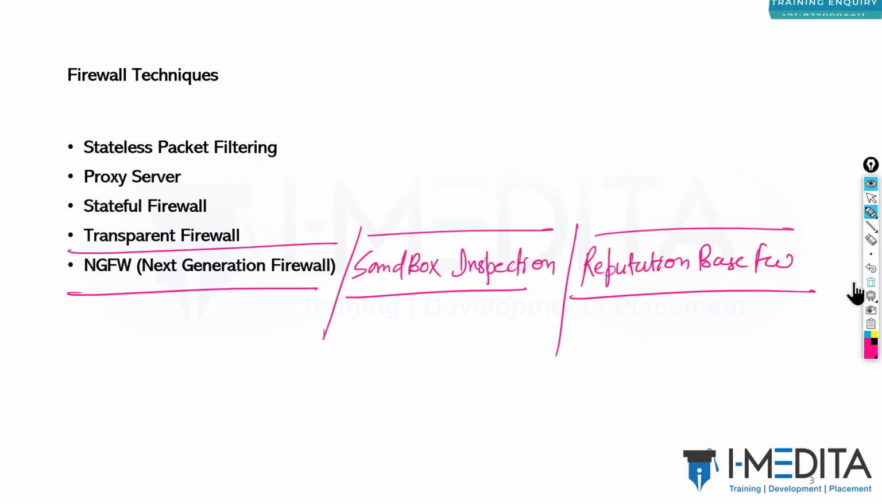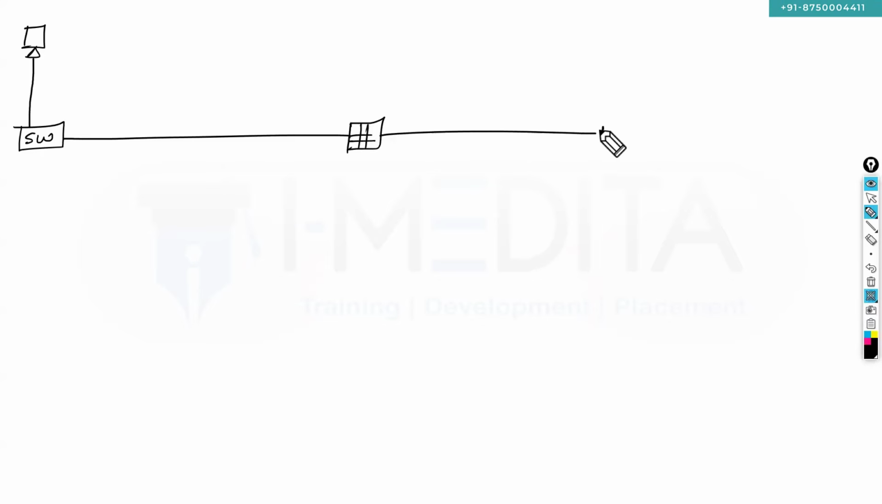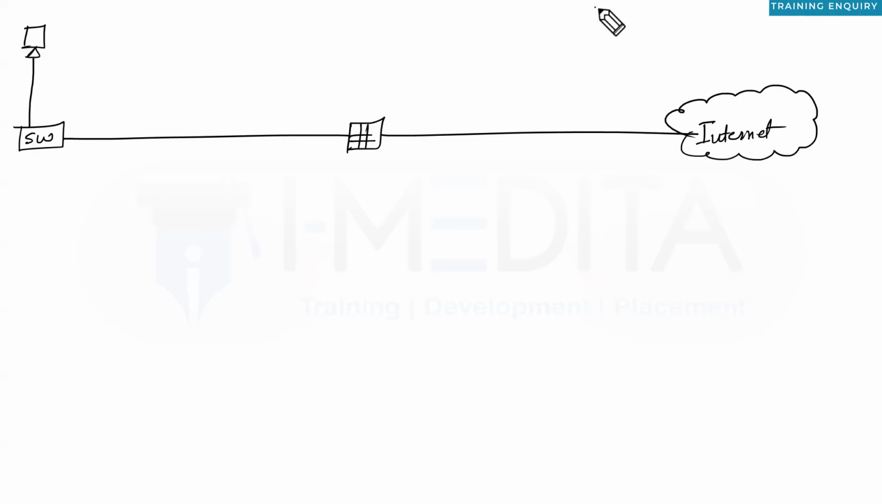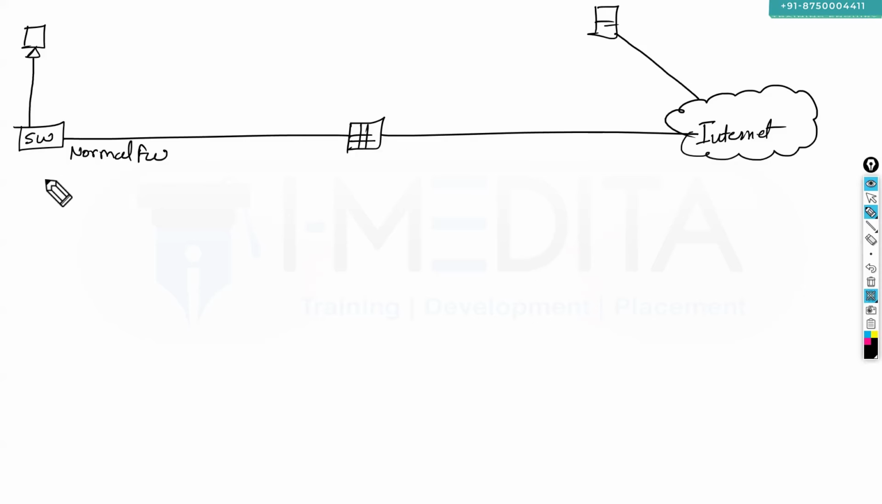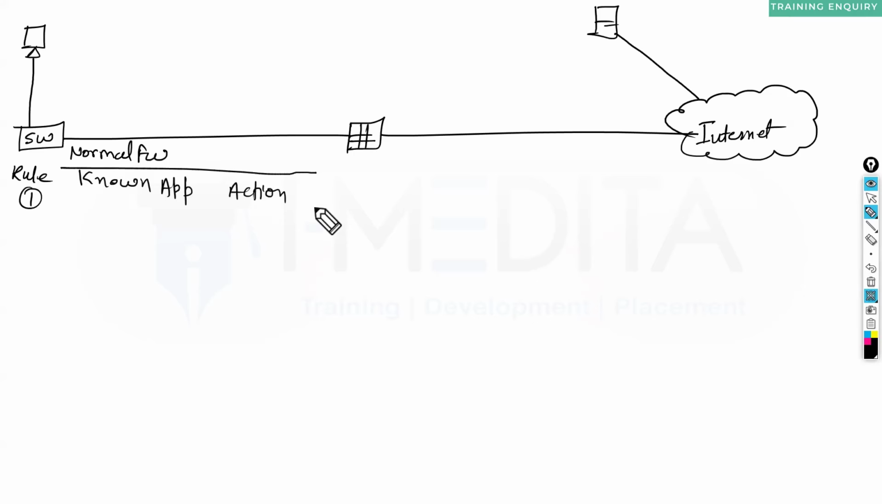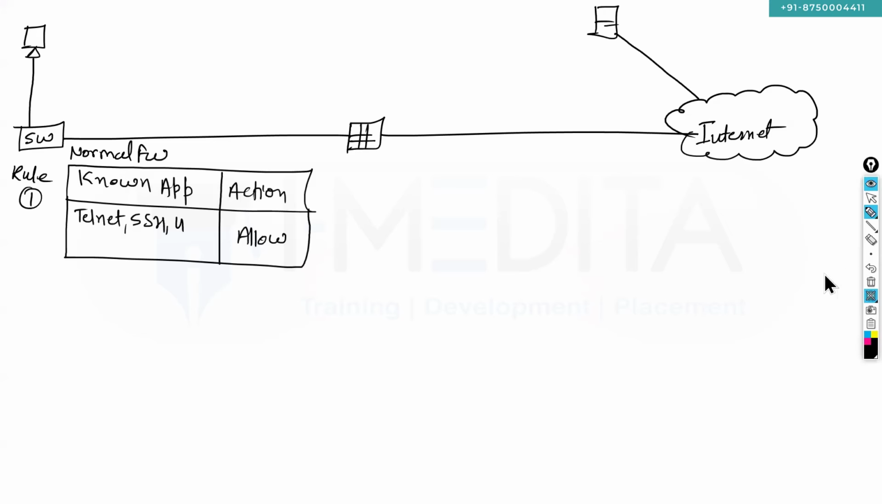Let's understand it with the help of a diagram. We have a PC connected with a switch. The switch is connected with a firewall. The firewall is connected with the internet. The internet is connected with a public server. First of all, we will take the example of a normal firewall. At a normal firewall, we define rules like known applications, applications, and action. Known applications like telnet, SSH, HTTP, HTTPS, FTP, SMTP, etc. If the application is known, then we will allow it.